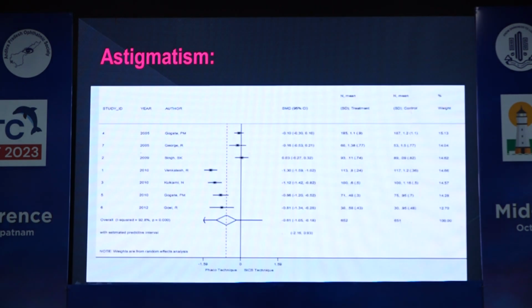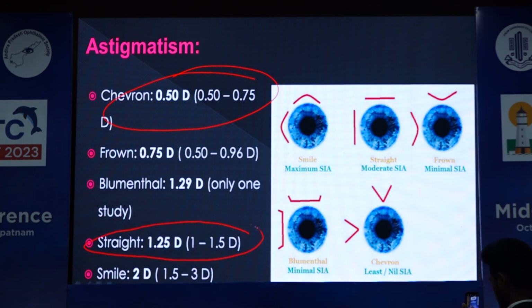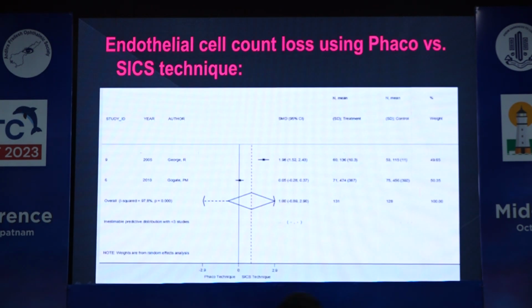But because of astigmatism, many people say that SICS has a lot of astigmatism. But when we compare the various techniques, Devashish sir has shown what the techniques are and how they can manage the astigmatism. With incisions nowadays, in several types there is only 0.5 astigmatism, and with the straight incision it is 1.25. These are the documented findings. So astigmatism is not a big consideration for SICS nowadays, because a lot of SICS surgeons modify the nature of their incision to reduce it.